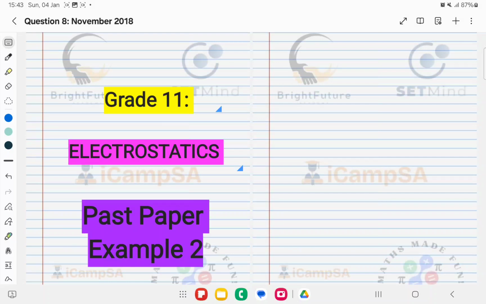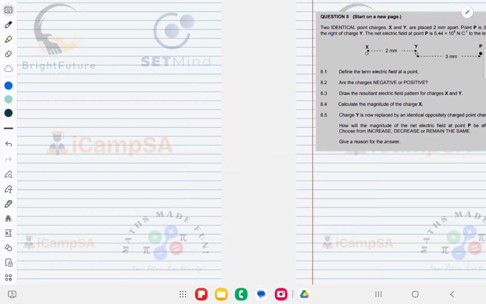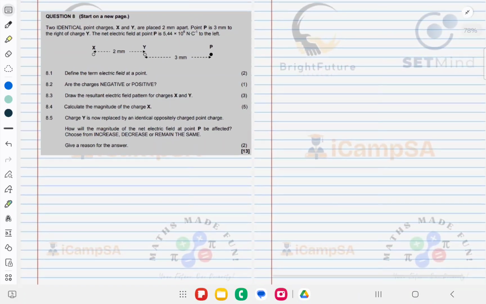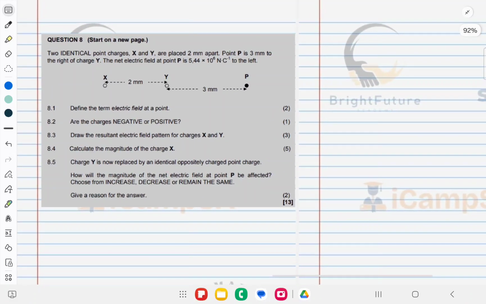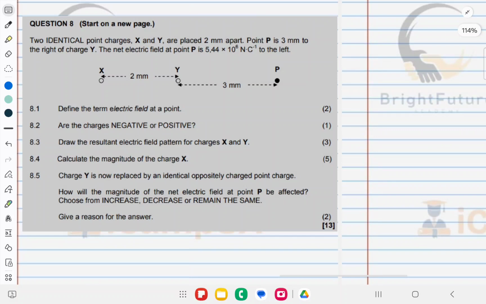So this is another past paper example. In this particular example, we were focusing on November 2018, right? So it was question 8 on that paper, electrostatics. So we are given this particular problem. Okay. So we are told that two identical point charges, X and Y, are placed 2 millimeters apart.